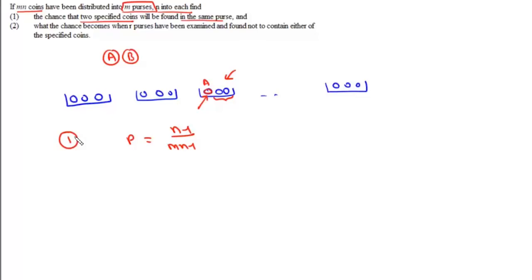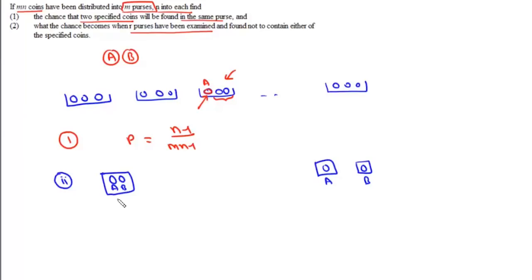Now the second part is, what the chance becomes when r purses have been examined and found not to contain either of the specific coins. Now here there will be 2 cases. Case 1, when both the coins are together, and case 2, when they are in separate purses.